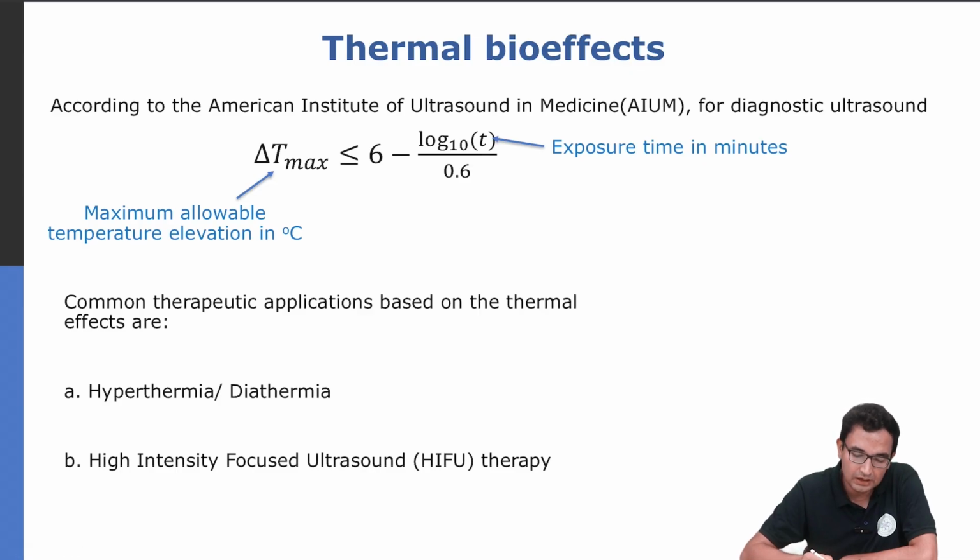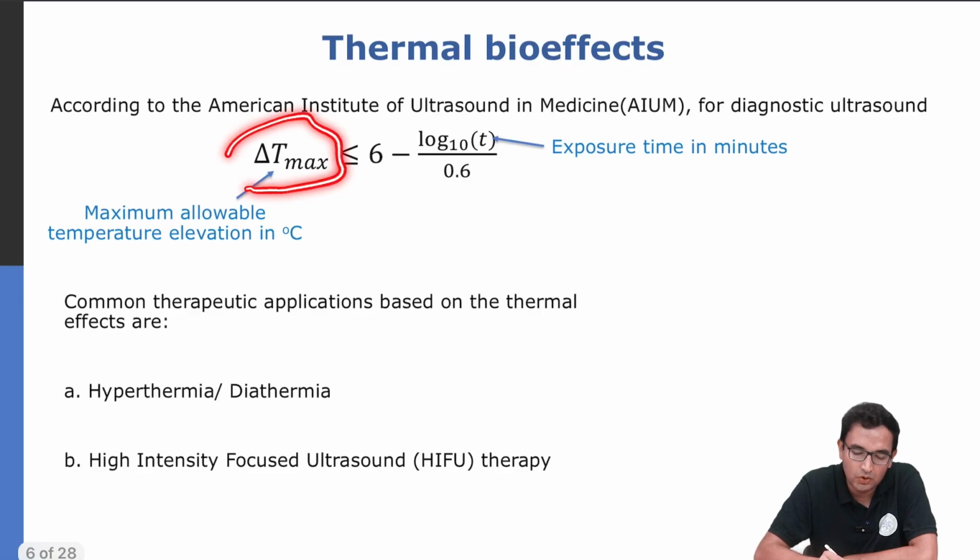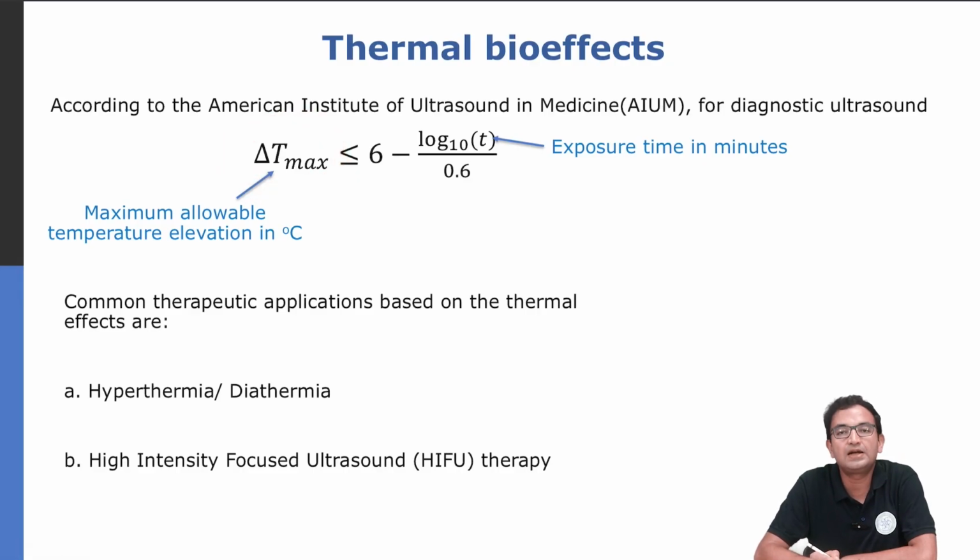So, there is this formula by AIUM where for a given exposure time, you are given a delta T max, the temperature elevation that you should not exceed, and that is determined by 6 minus log 10 of T, where T is the exposure time in minutes, divided by 0.6. So, this is an empirical kind of rule which is important to maintain safety in terms of thermal bioeffects.